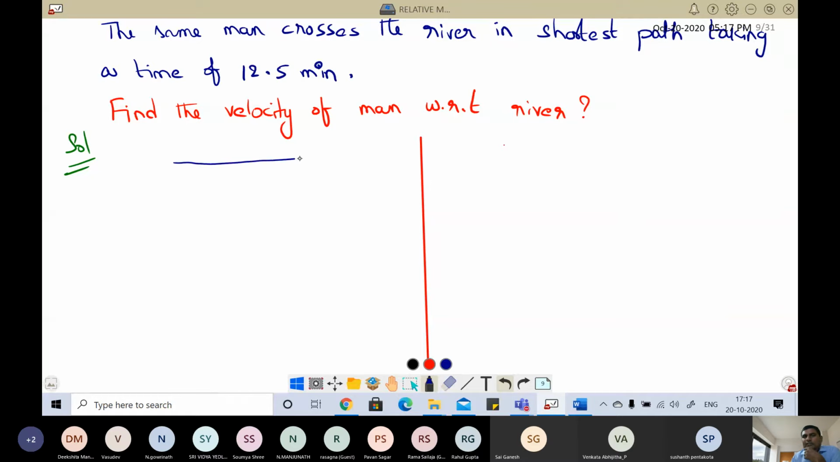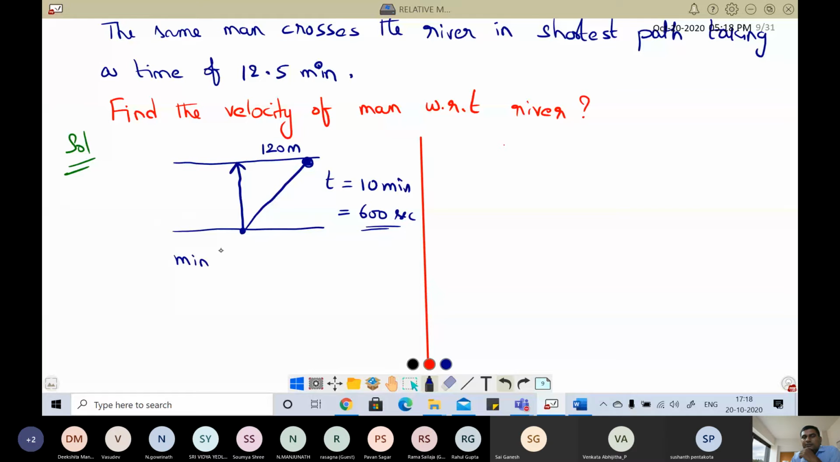Minimum time means he will cross perpendicularly like this, but he will reach somewhere else here. This drift is given as 120 meters, and the time taken to go from here to here is given as 10 minutes. So 1 minute equals 60 seconds, that means 600 seconds. Let us keep it in meters and seconds. So this is the minimum time case.